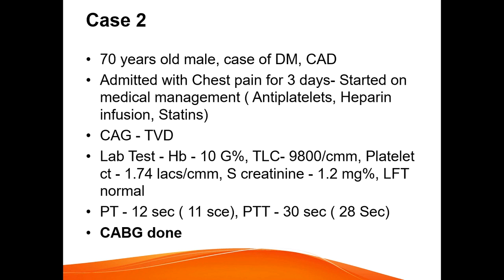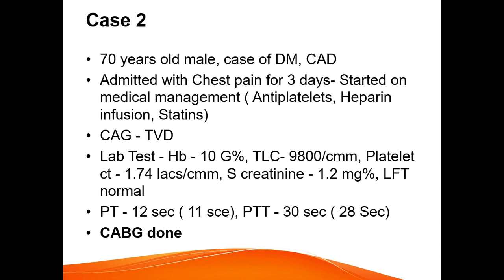So this is a second case, a 70-year-old male, known case of diabetes and CAD. He was admitted with chest pain for 3 days and started on medical management because there were no hyperacute changes on the ECG. So we thought, let's stabilize the patient first. He was given antiplatelet, heparin, statins. Angiography was done after 2 days, which showed a triple vessel disease.